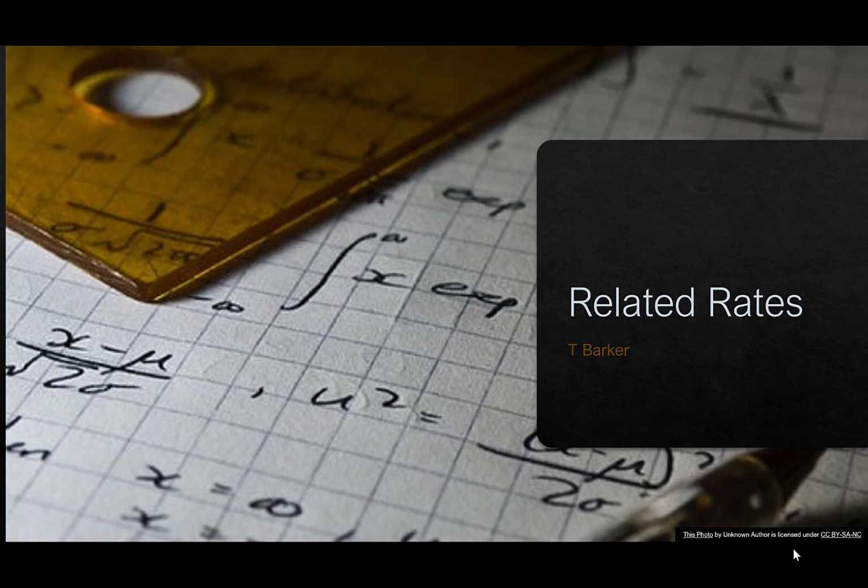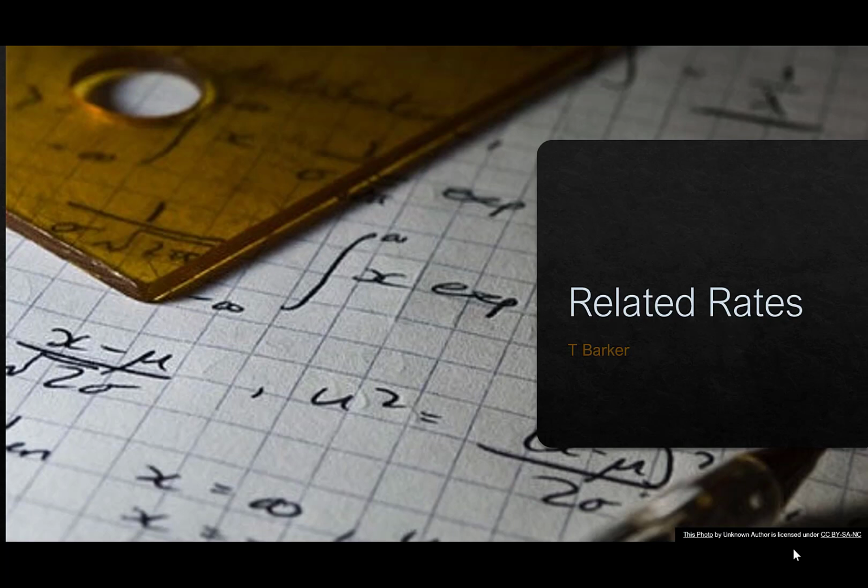Hi everyone, today we're going to talk about related rates. Related rates problems involve two or more variables that change at the same time, sometimes at different rates. If we know how the variables are related and how fast one of them is changing, we can figure out how fast the other one is changing as well. This usually involves writing an equation relating the variables and then taking the derivative of the equation.